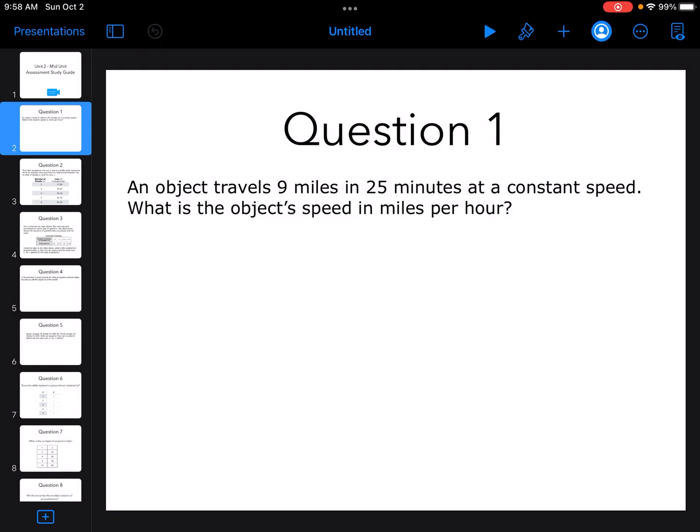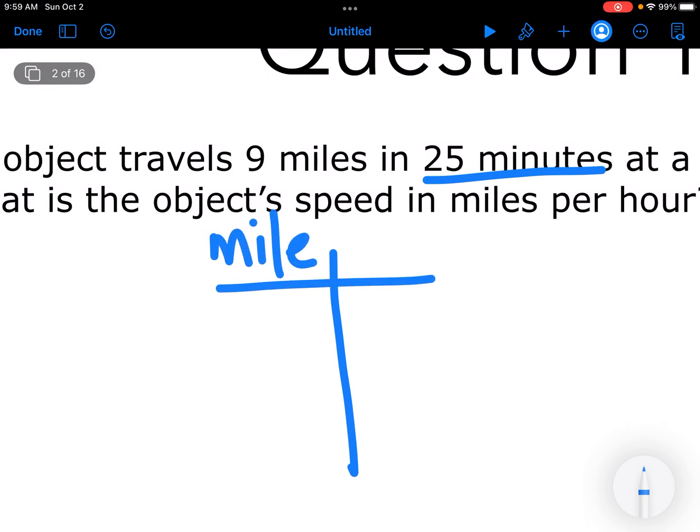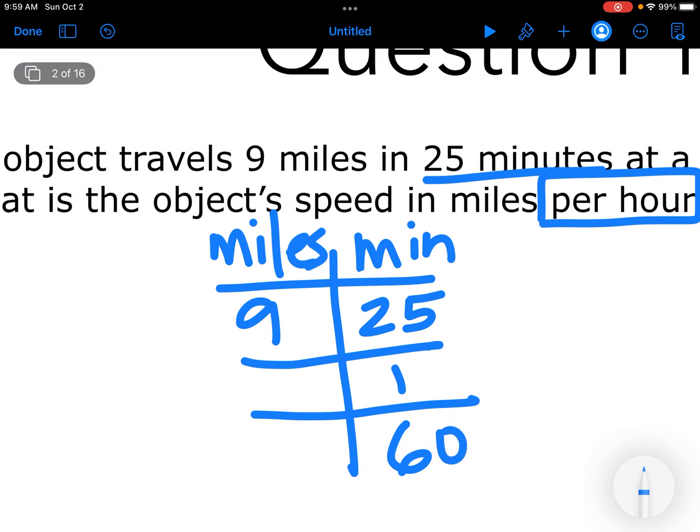So question 1, an object travels 9 miles in 25 minutes at a constant speed. What is the object's speed in miles per hour? So they want to know in miles per hour. So they want to know for 1 hour. So I know that I have minutes. So I've got my miles, and I have minutes. So I'm going to actually have to convert this per hour into minutes because I've got to make sure everything's straight. So I've got 9 miles in 25 minutes. And I know that I'm going to have to find for 60 minutes to get that per hour right here.